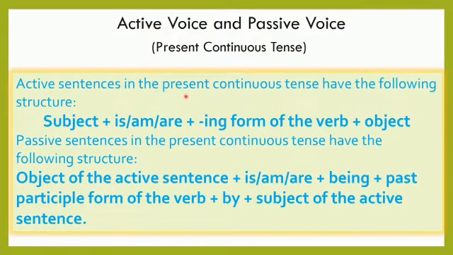Active voice sentences in the present continuous tense have the following structure. First of all, we will write subject, then is, am, are plus ing form of the verb, means first form plus ing, plus object. In passive voice sentences in the present continuous tense, we have the following structure. Object of the active voice sentence will come at the first place, as I have told you the basic rules in our first video. Then we will use is, am, are helping verb, then being, then past participle form of the verb, third form, plus by, plus subject of the active sentence will come at the end, okay?